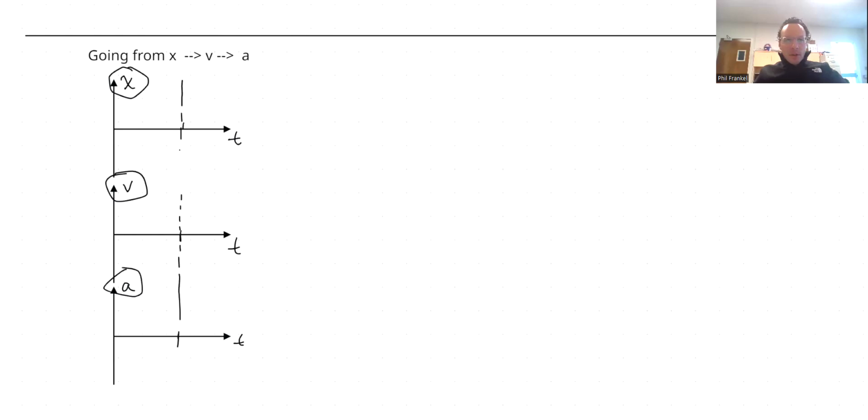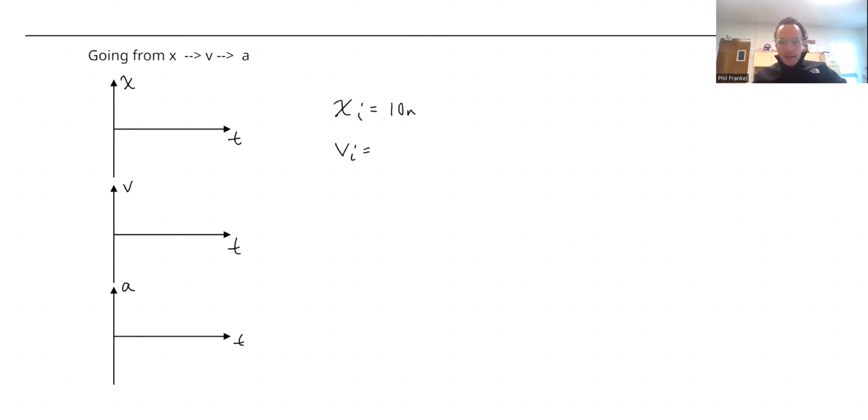All right, let's have some numerical values here. Let's say the initial position is 10 meters. So the object starts at x equals 10 meters to the right of the origin. Suppose the initial velocity is 8 meters per second. So the object is initially moving to the right at 8 meters per second. And suppose the acceleration is negative 2 meters per second squared. So the object is accelerating to the left at a constant rate of 2 meters per second squared to the left.